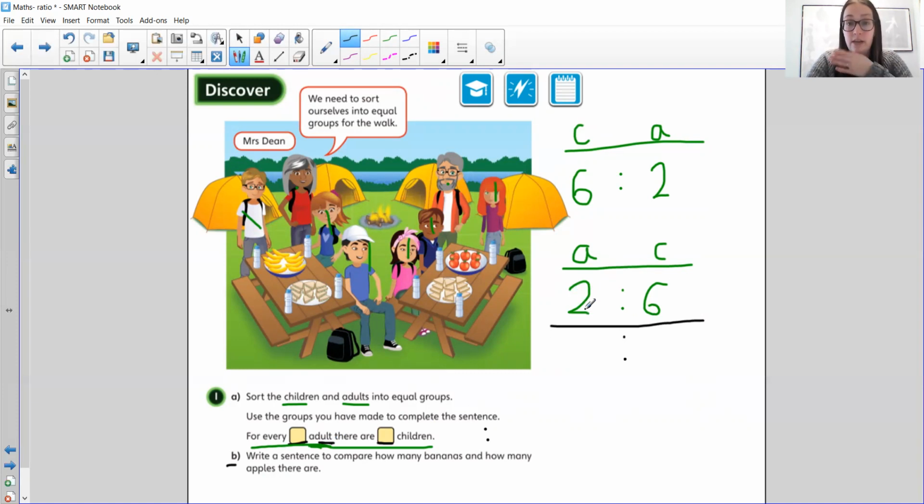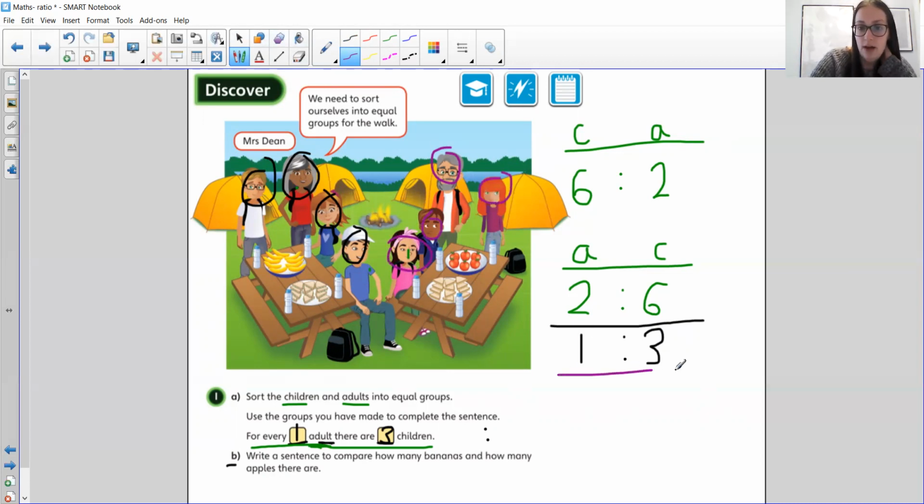Well, I know that 2 and 6 are both even, so I know I can divide them both by 2. 2 divided by 2 is 1. 6 divided by 2 is 3. So for every one adult, there are 3 children. Right, let's check this then. Let's check my answer. Right, well, there's my one adult, and she's got 1, 2, 3 children with her. There's one adult, and he's got 1, 2, 3 children with him. So it works. So my answer should be 1 adult for every 3 children.